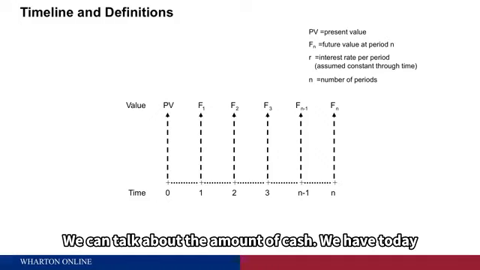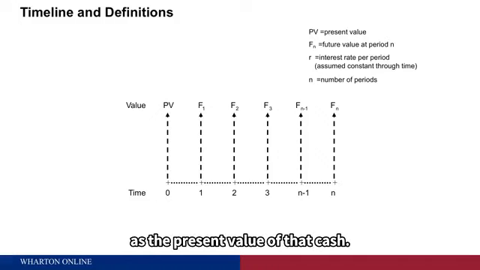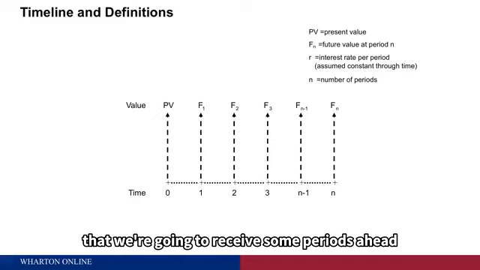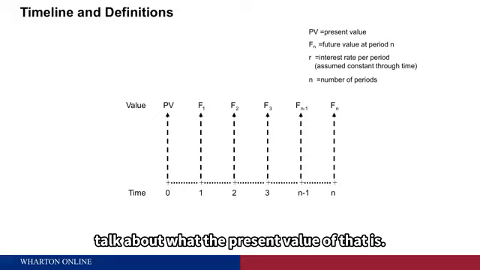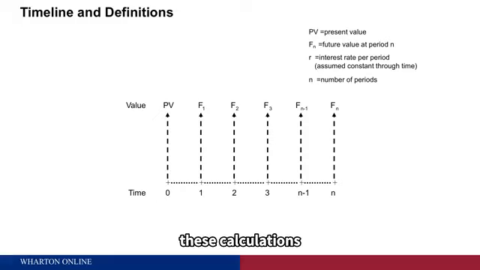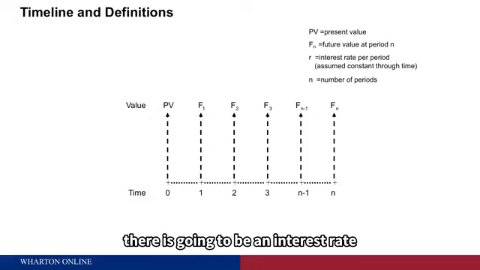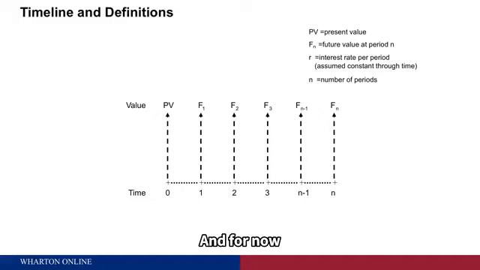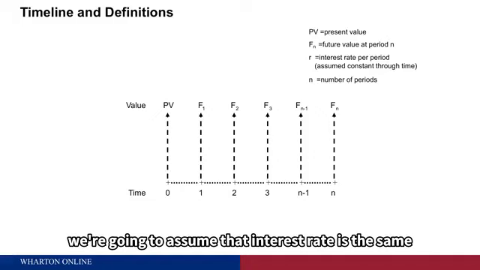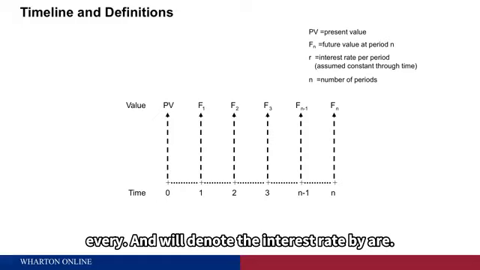We can talk about the amount of cash we have today as the present value of that cash. Or we could talk about the value of a future flow that we're going to receive some periods ahead, and what the present value of that is. When we do these calculations, there's going to be an interest rate that governs the calculation. For now, we're going to assume that the interest rate is the same every period, and we'll denote it by R.